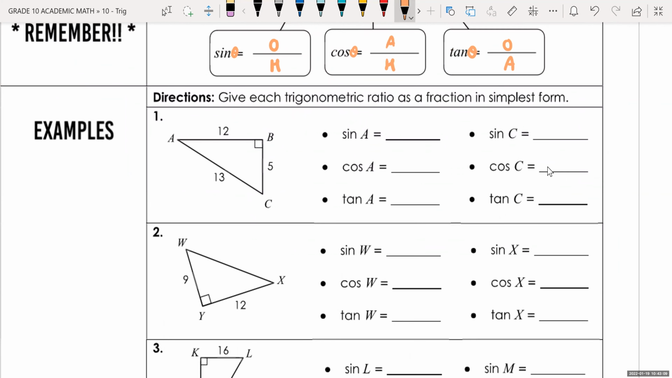So in this triangle, I have triangle A, B, and C, and I have side lengths 12, 5, and 13. Just for extra practice, let's go ahead and figure out what letters all of these would be. So if this is angle A, this is going to be side length A. If angle B is 90 degrees, this is going to be side length B. And if this is angle C, this is going to be side length C.